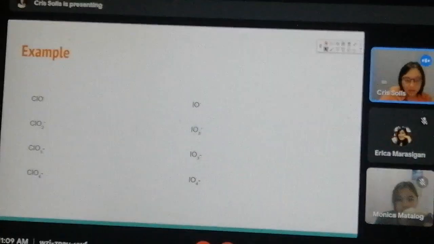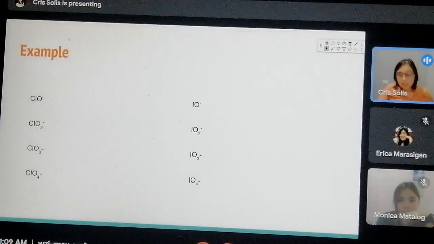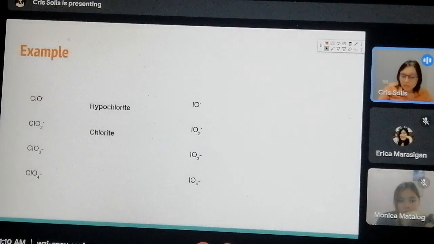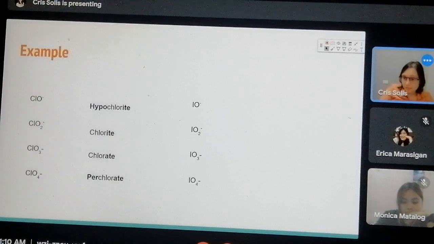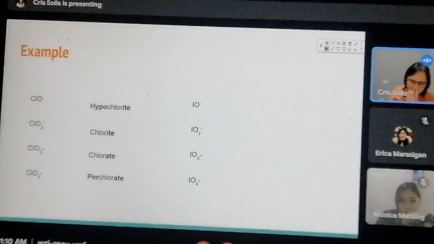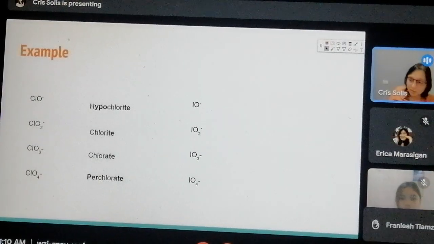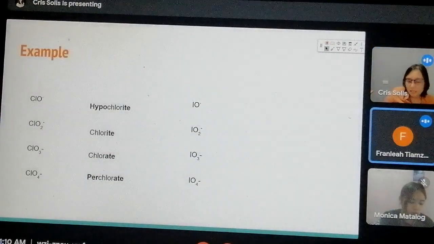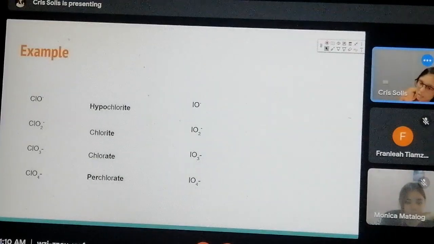So example tayo, na-try na natin to. Hypochlorite, chlorite, chlorate, and perchlorate. So dito, ayun naman. What is I? Iodine po. Iodine. What is the root word for iodine? What's the root word of iodine?